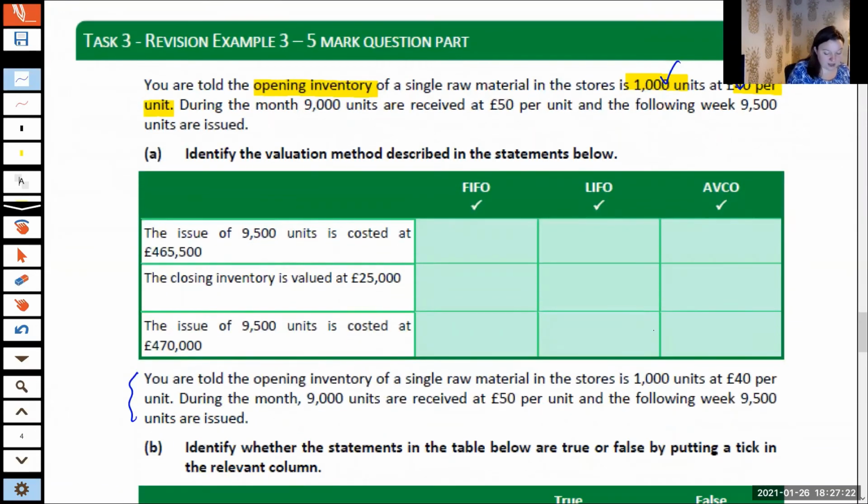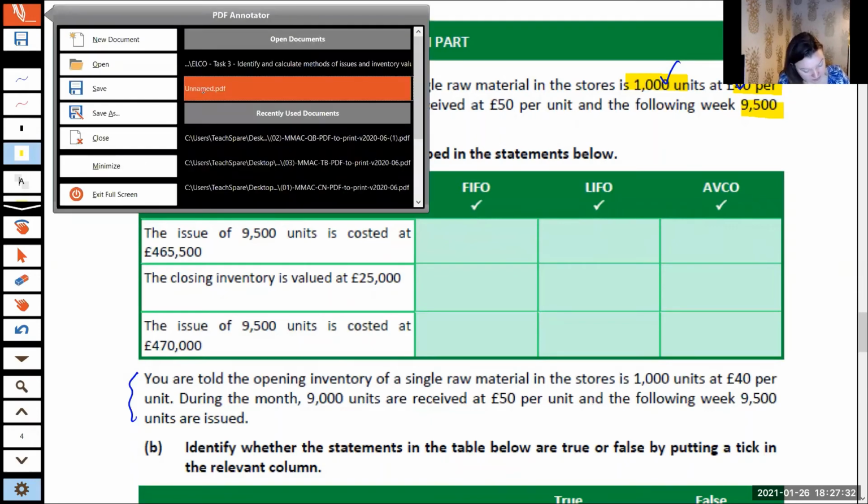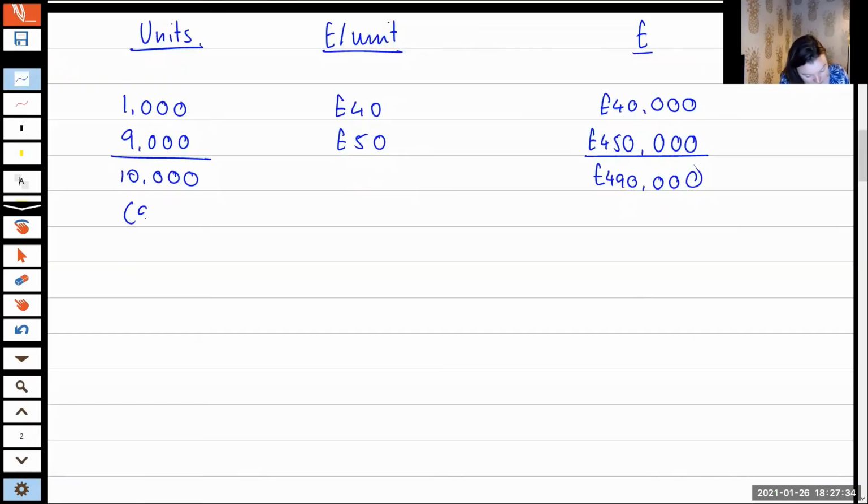The question then goes on. The following week, 9,500 units are issued. Okay, so now we know what our question's asking us. We know that they issued 9,500. What we don't know is what's the cost per unit. Therefore, what's the total cost? And therefore, what is the closing inventory? And that's essentially what we want to work out.